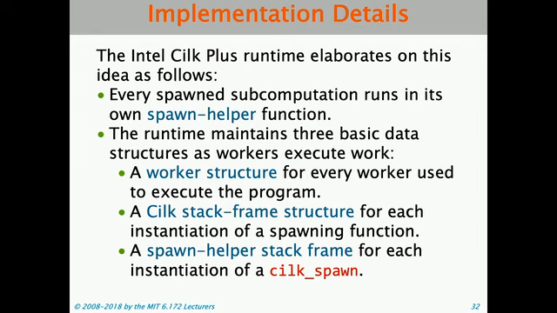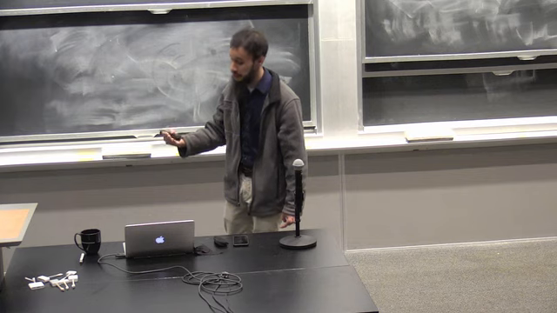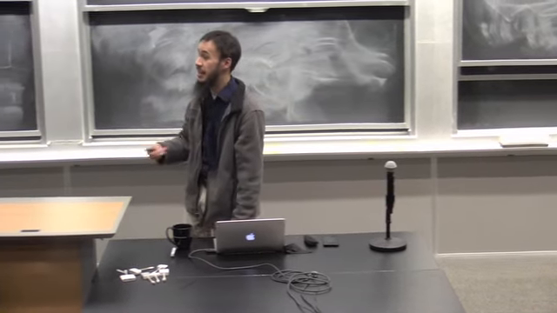First off, what we'll see is that every spawn computation ends up being executed within its own helper function, which the compiler will generate. That's called the spawn helper function. And then the runtime system is going to maintain a few basic data structures as the workers execute their work. There'll be a structure for the worker, which will look similar to what we just saw on the previous slide. There'll be a Cilk stack frame structure for each instantiation of a spawning function, some function that can perform a spawn. And there'll be a stack frame structure for each spawn helper, each instantiation that is spawned.